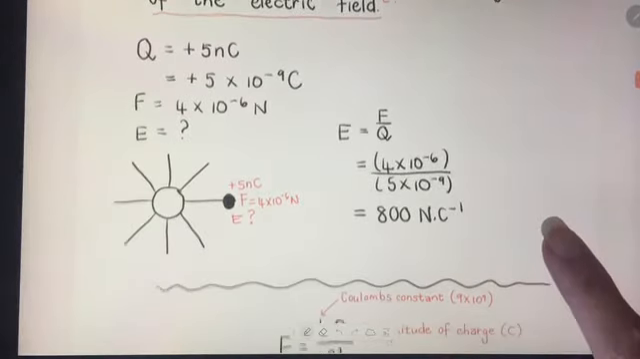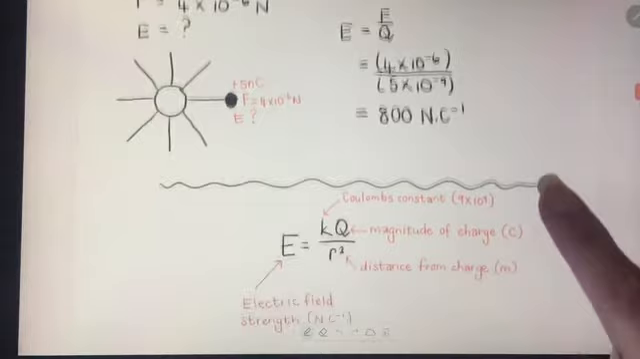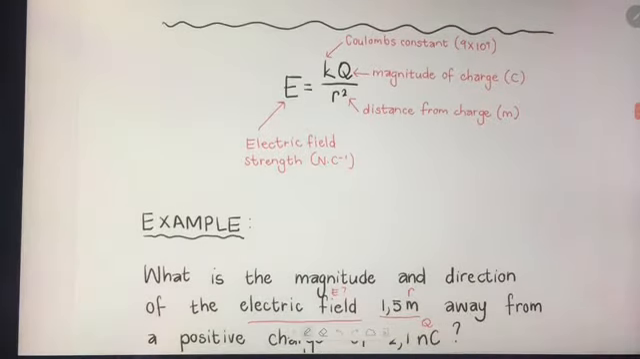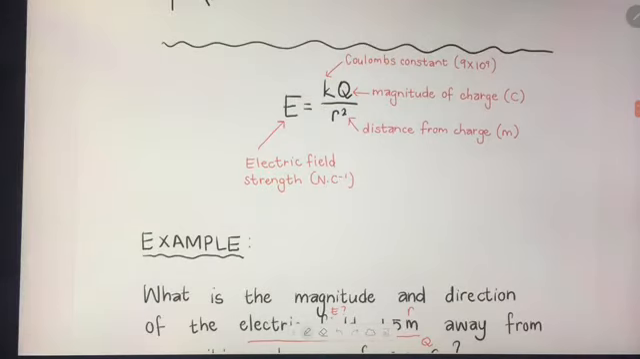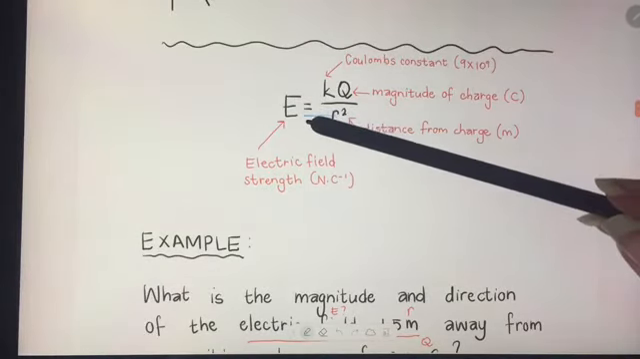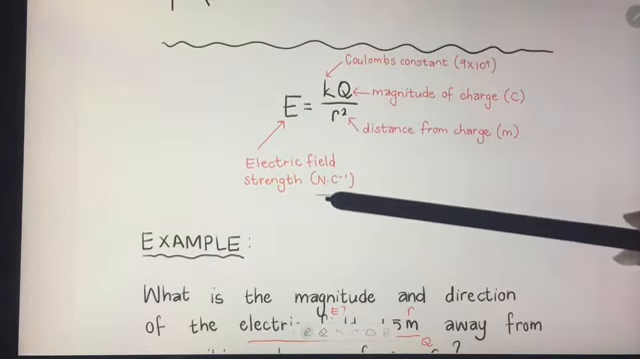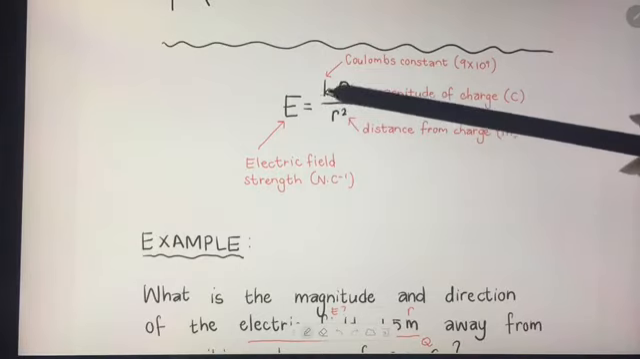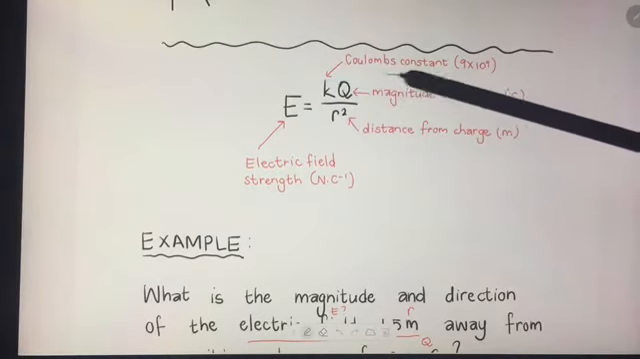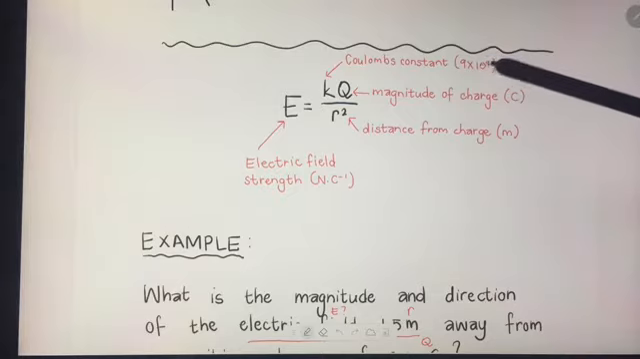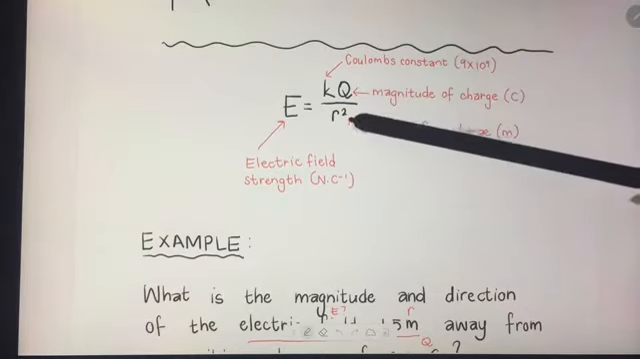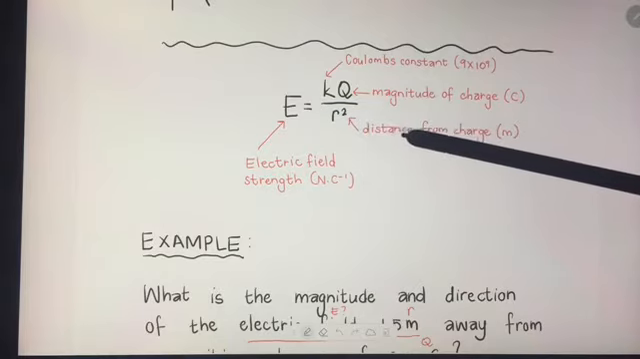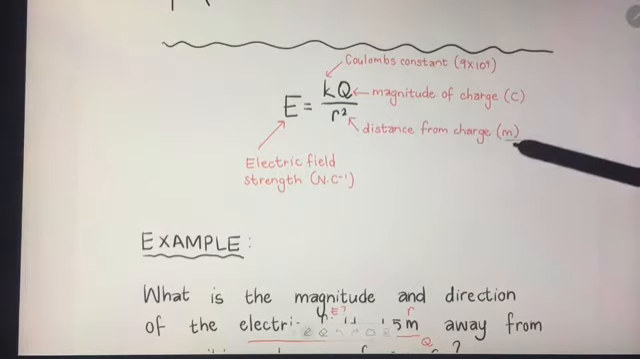Then there is a second formula that we can use to calculate the strength of the electric field, and this one looks like this. Electric field strength, the unit is still newtons per coulomb, is equal to kQ over r squared. K is still Coulomb's constant, 9 times 10 to the power of 9. Q is charge, and r squared is the distance from the charge, and distance must be in meters.